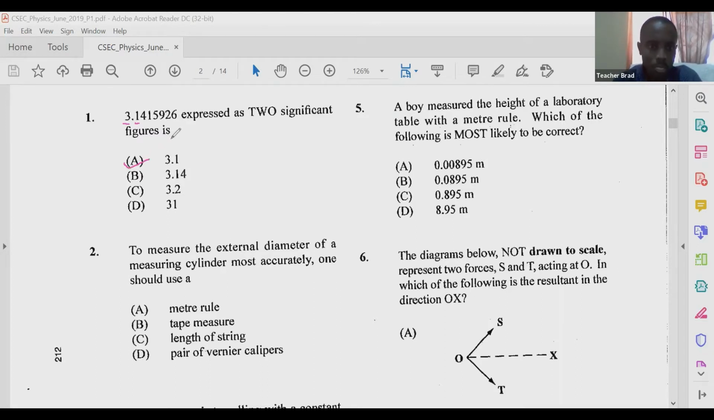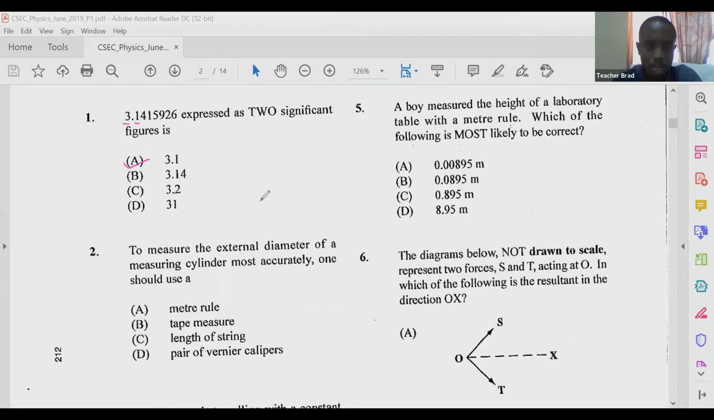So once again, we count the significant figures from the first non-zero digit, and that's from 3. Then the next one is 1. And then we look at the third digit to see if it's 5 or more, or if it's less than 5. If it's less than 5, we drop that off. If it's 5 or more, we would round up. So in this case, there's no need to round up. So the answer is 3.1.